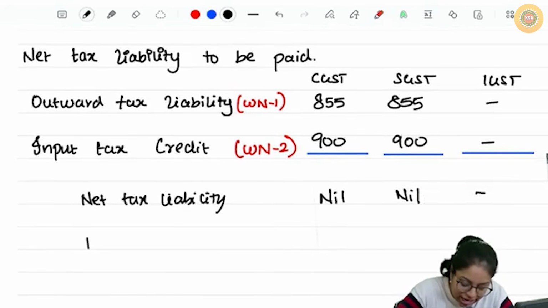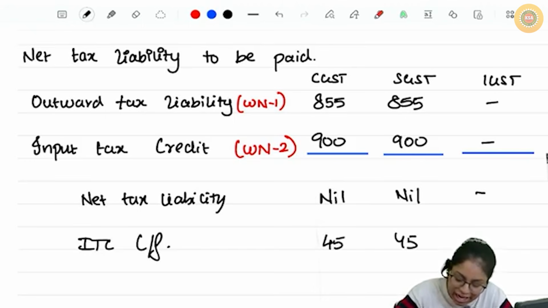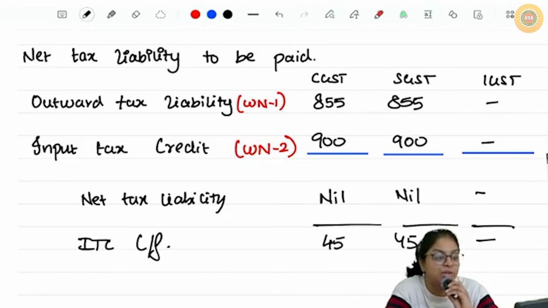And what is the ITC that you will carry forward? It will be the excess over 855, right? So 900 minus 855, 45 will be the ITC that will be carried forward to the subsequent years, and in the subsequent years for payment of my tax I can utilize the same.